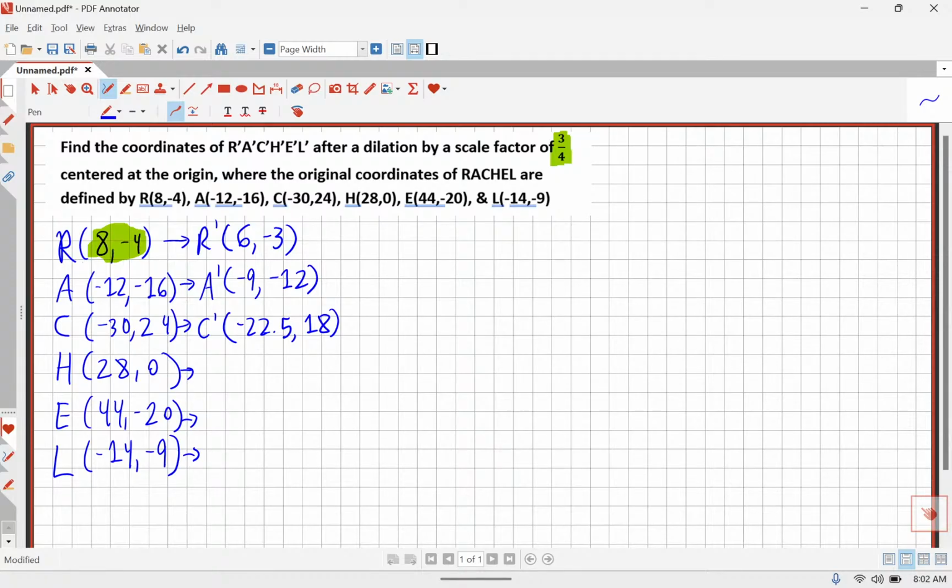I moved your guys' seats, and now I'm all lost. Kennedy, where would H prime be? 21, 0. How many of us got 21, 0 for H prime? Love to see it. How about E prime?